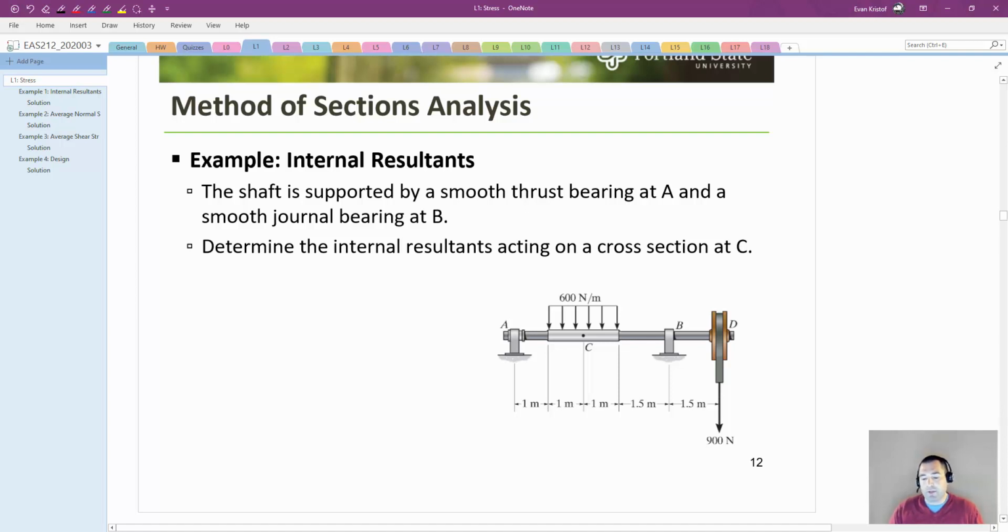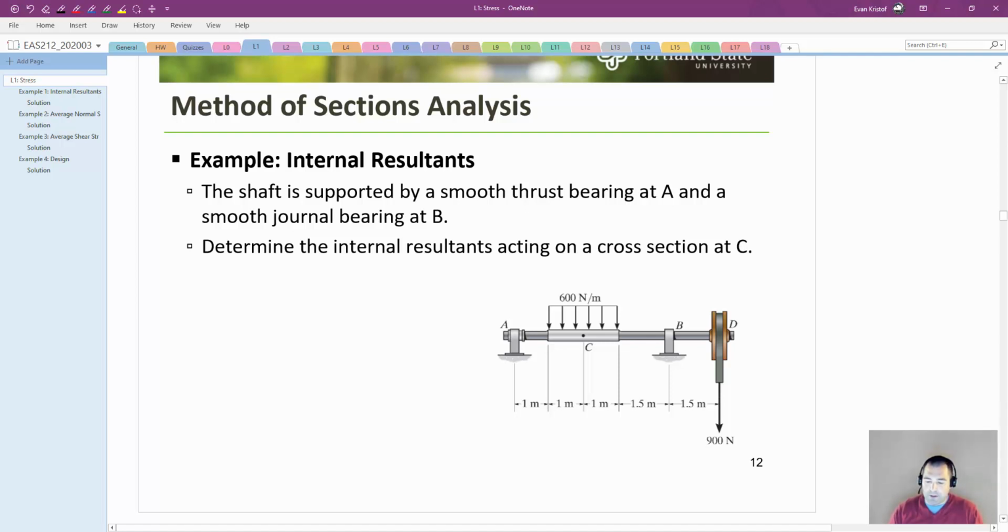So you can look up on the playlist, and this will be the first example that I'll walk through just to remind us of how to go through the process of global free body diagram, equilibrium to solve for the support reactions, and then making a section cut, using that section cut to create a new free body diagram that shows the internal resultants on one or the other side of that section cut, and then using equilibrium again to figure out the internal resultants along that section cut.